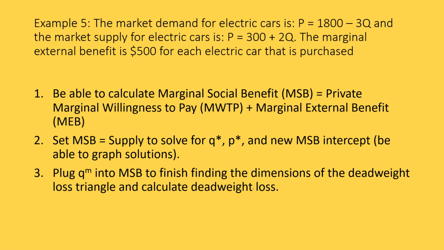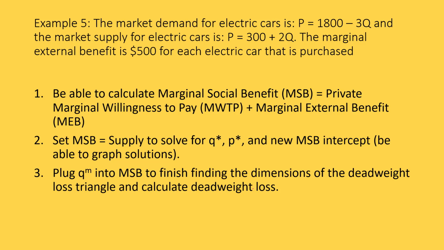So let's go ahead and go through an example of positive externalities here. So let's say that we're talking about the market demand for electric cars is equal to 1800 minus 3Q. And the market supply for electric cars is equal to 300 plus 2Q. And let's say that this market has marginal external benefits equal to 500.